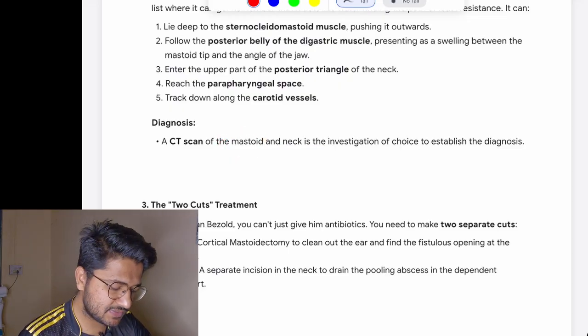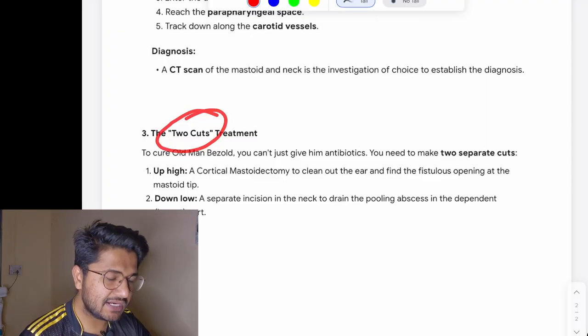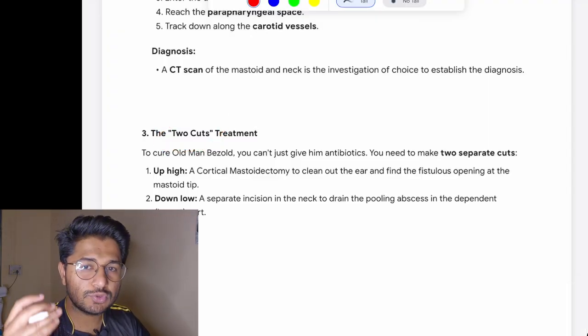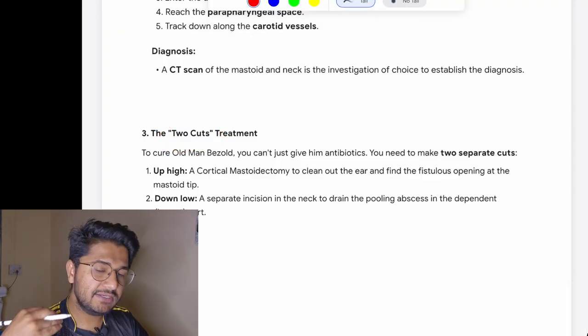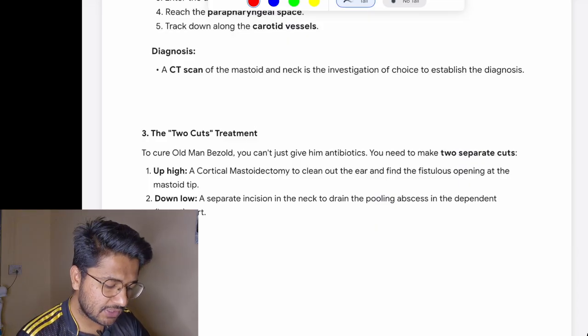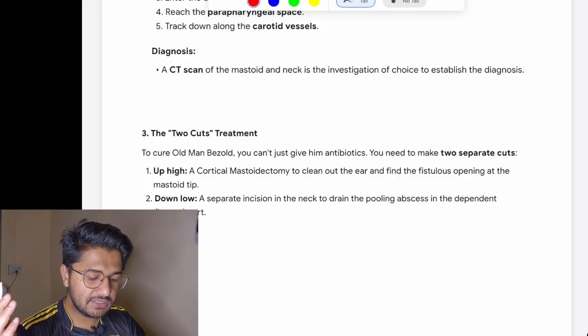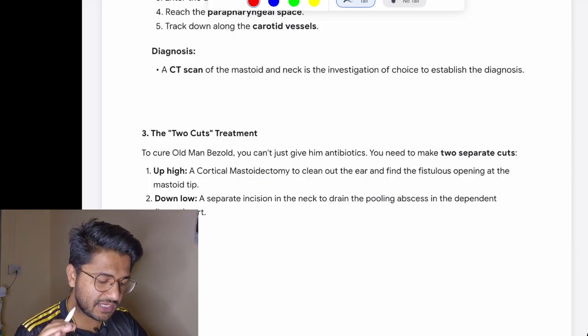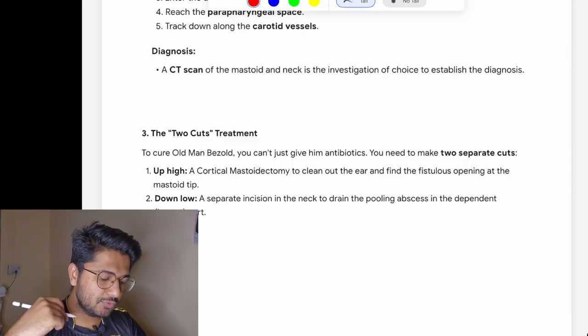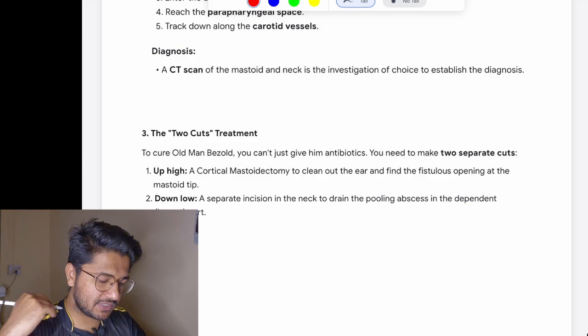The two cuts method is that the surgeons will do a two cut method, that is up high and down low. Up high is a cortical mastoidectomy to clean out the ear and find the fistulas opening at the mastoid tip. Down low is a separate incision in the neck to drain the pooling abscess in the dependent lowest part.